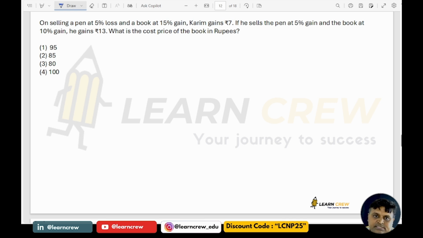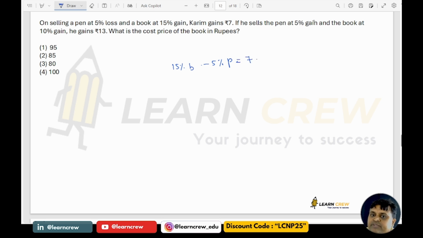Next, on selling a pen at 5% loss and a book at 15% gain, Kareem gains 7 rupees. So 15% of B, okay, and 5% loss on pen, minus 5% of P, is equal to 7 rupees.